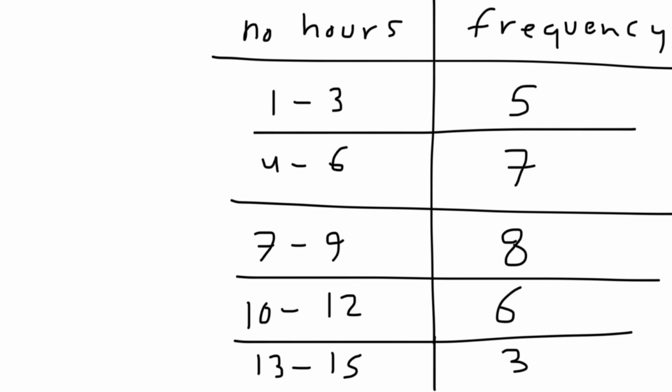Now looking at this number of hours that students are studying, what if someone is studying for 3.1 or 3.2 hours? In this case, to which class does he belong? 3.1 will be rounded to 3, so he belongs to this class. 3.4 will also be rounded to 3, but 3.5 hours will be rounded to 4, so 3.5 hours will be rounded to here, so he belongs to this class.